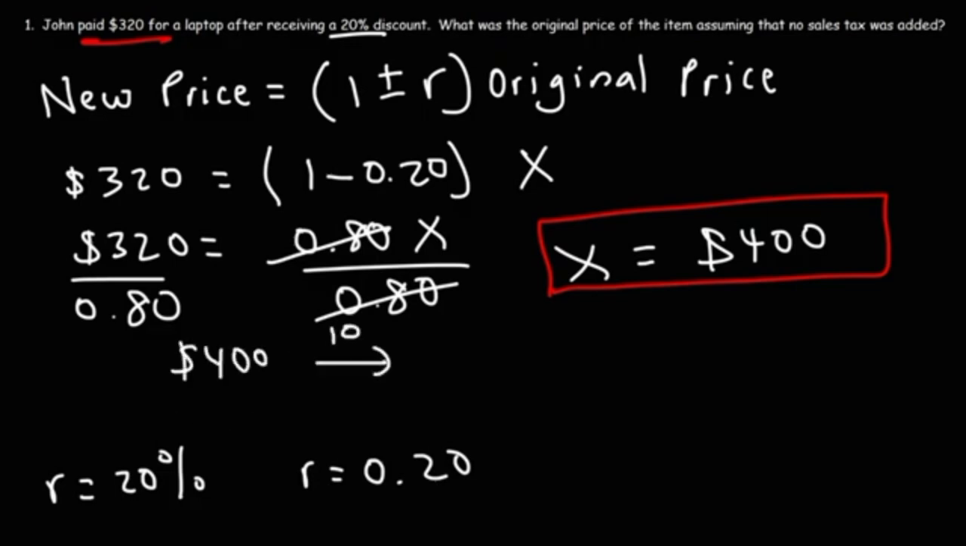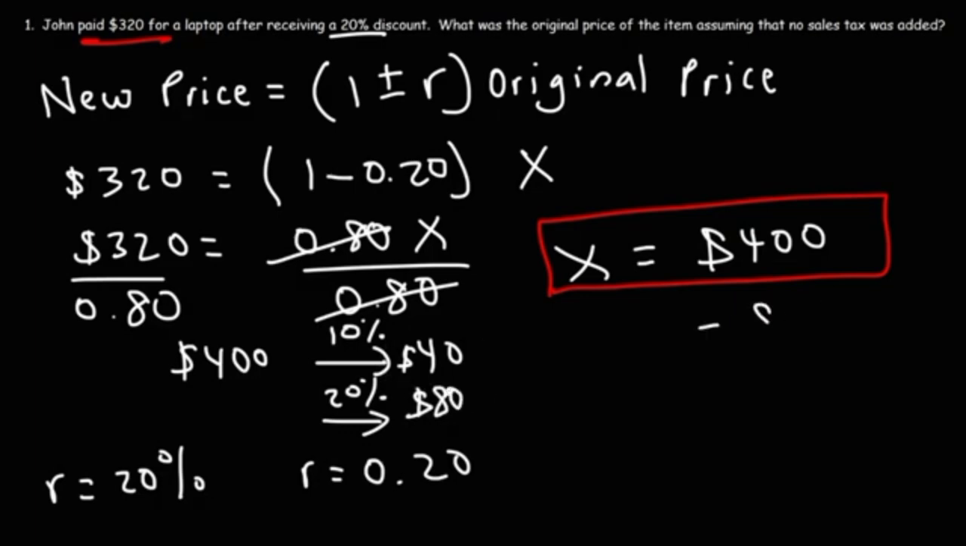10% of 400 is $40. You just need to move the decimal 1 unit to the left. So 20% of 400 is twice the value of 10%, which is 40. Twice the value of 40 is 80. So that's 20% of 400.